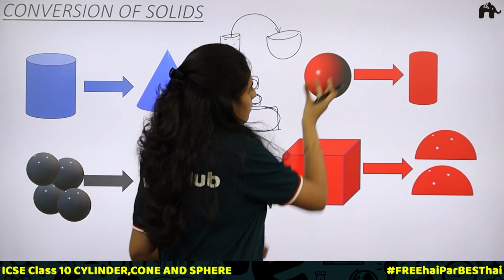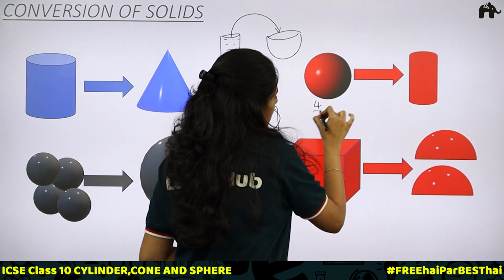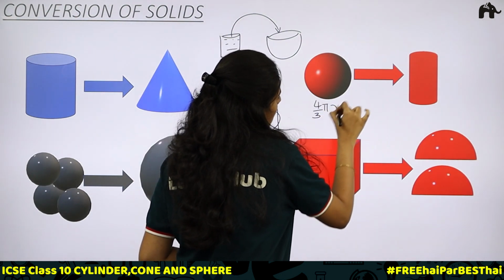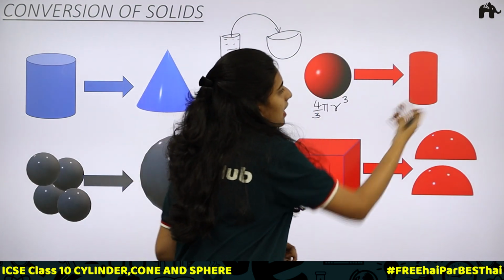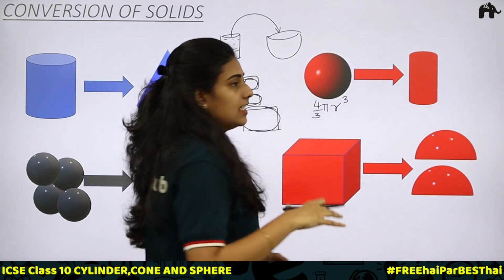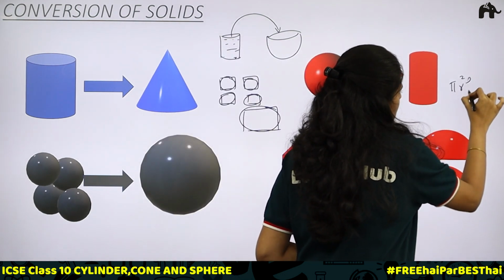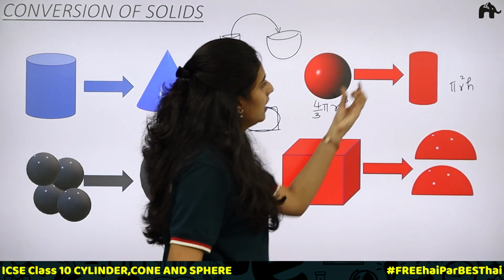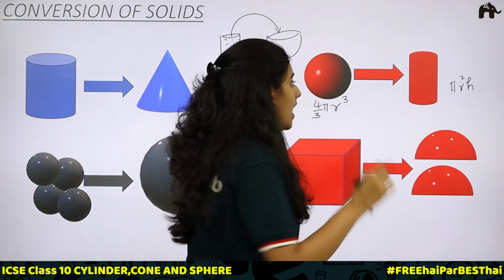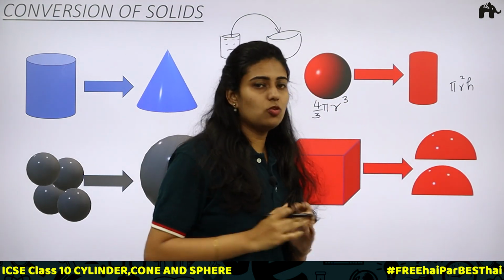Now, when you have a sphere, we know the volume of a sphere can be determined by the formula 4 by 3 pi r cube. This sphere is melted and converted into a cylinder. How to find the cylinder's volume? It is pi r square h. Now if the radius of the sphere and the radius of the cylinder are given and we are asked to find the height, by comparing their volumes, we can find what the height is.